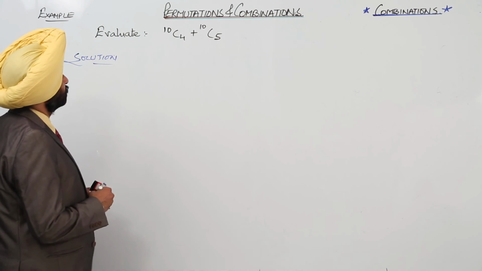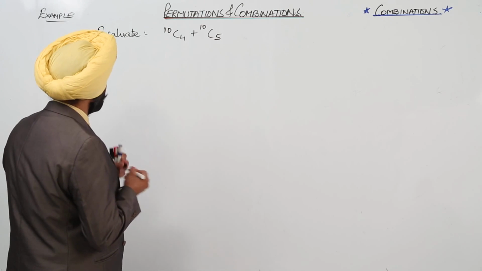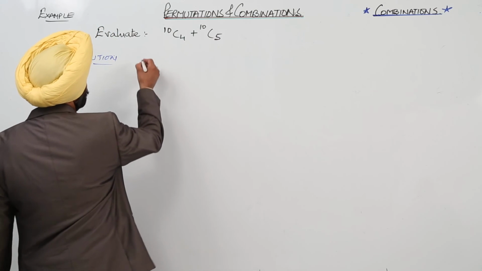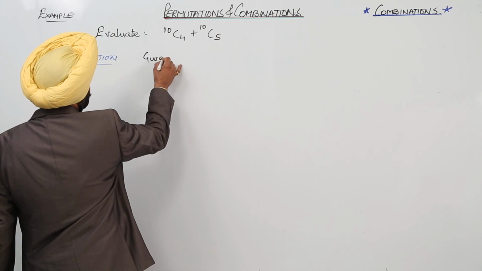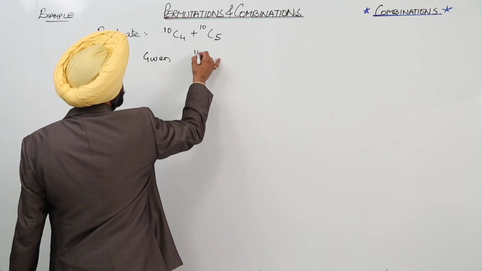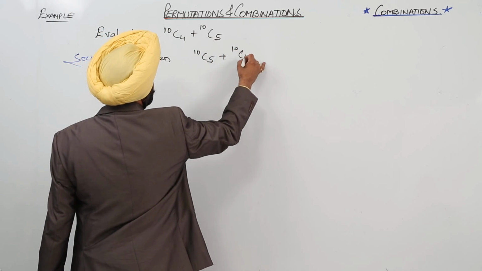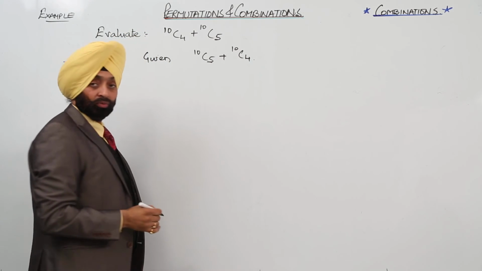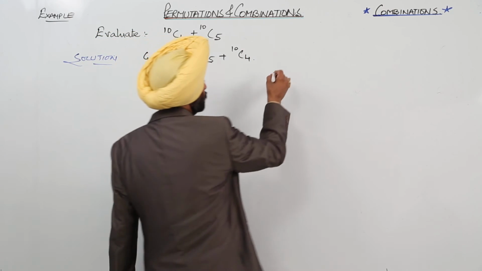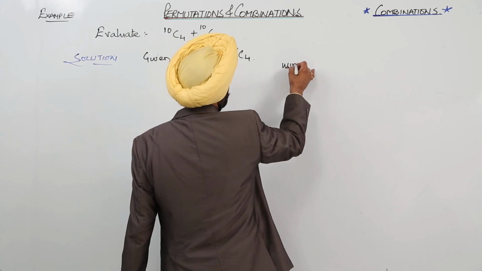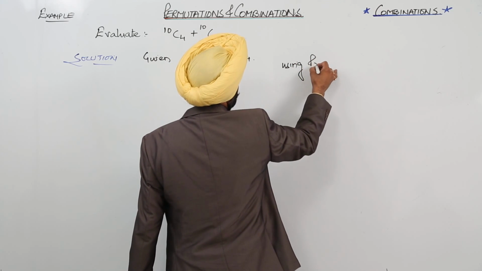Let's evaluate 10C4 plus 10C5. Now, given this, let's write it as 10C5 plus 10C4. Now why have I written it like this? Because we are going to use a property.